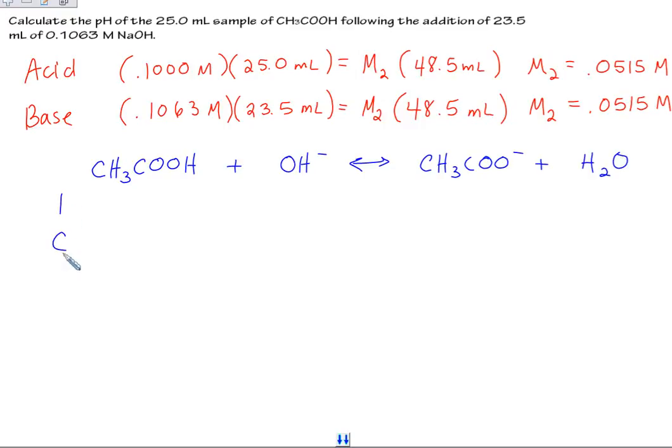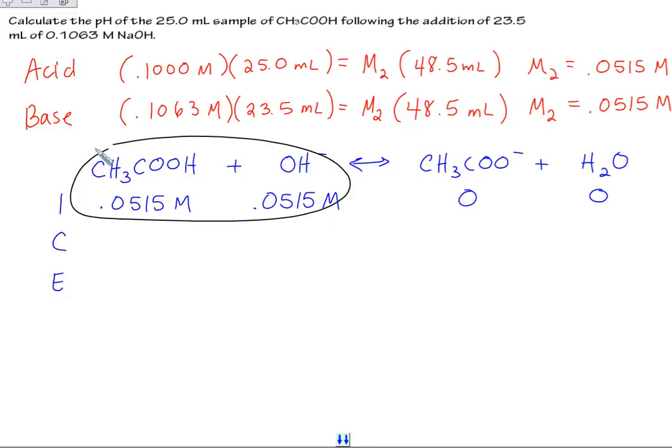Ice table, ICE. We plug in what we have. How nice, they're the same. 0.0515 molar hydroxide. Initially, these products are 0. Do you recognize this? We are at the equivalence point. At the equivalence point, we have equal moles of acid and base according to the ratio in the balanced equation, which is 1 to 1. This is perfect. We're at the equivalence point.